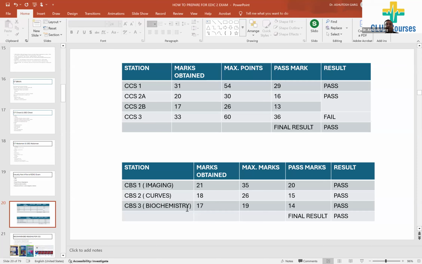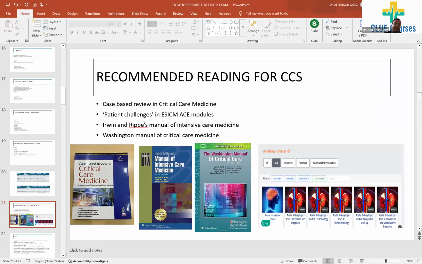Like in these stations, CBA 1, 2 and 3, imaging, curve and biochemistry, he has passed in all three stations. Passing mark is 20, he got 21. Passing mark is 15, he got 18. Passing mark is 14, he got 17. So he has passed all three CBA stations. So the final result is pass because he has separately passed in CCS as well as CBA. So this type of marking is there, so you have to be very careful.